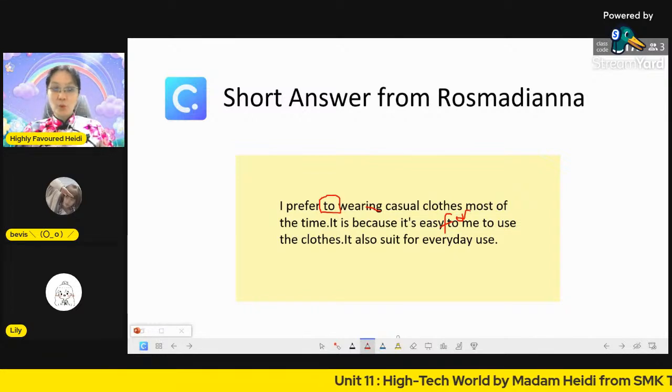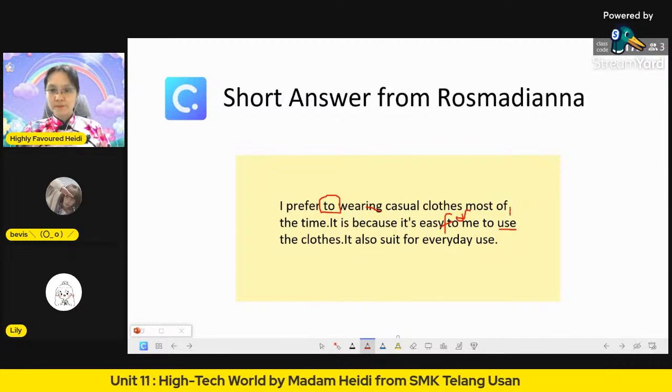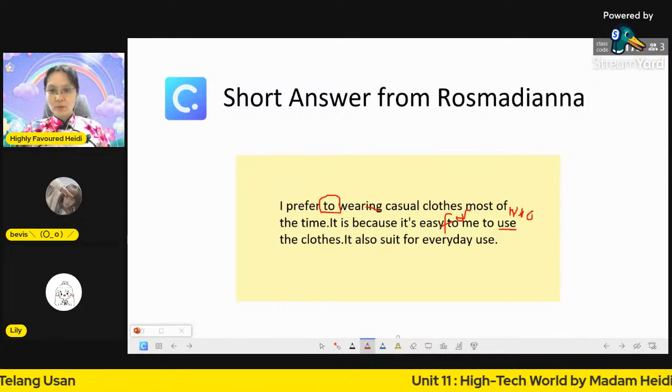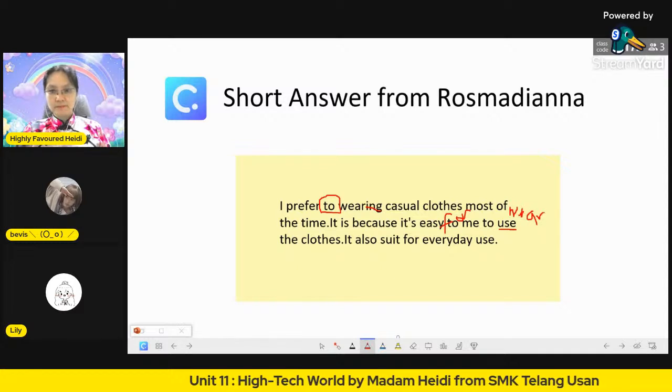For me to wear the clothes. Okay, for me to wear the clothes. WEAR, to wear the clothes. Okay, to wear the clothes.